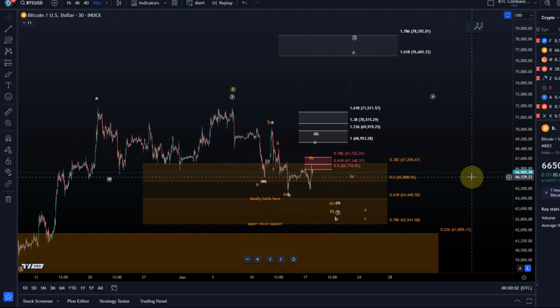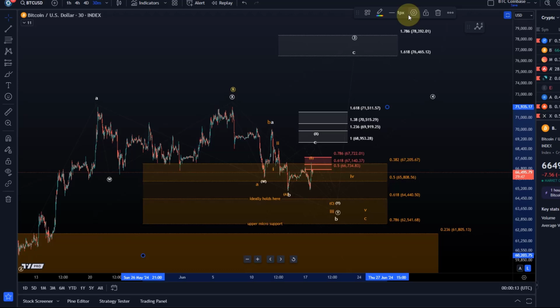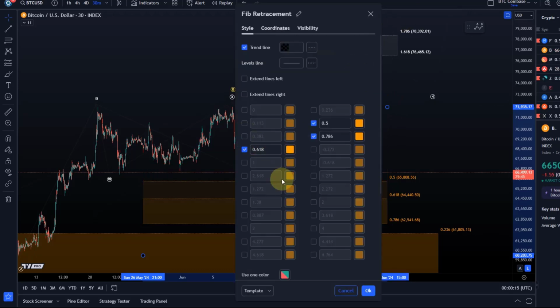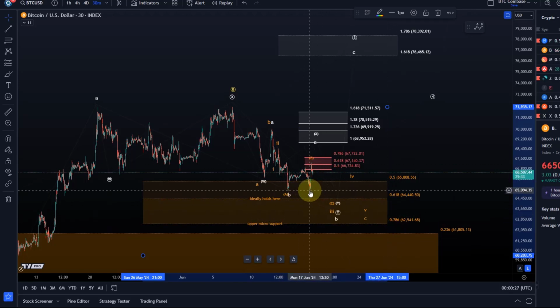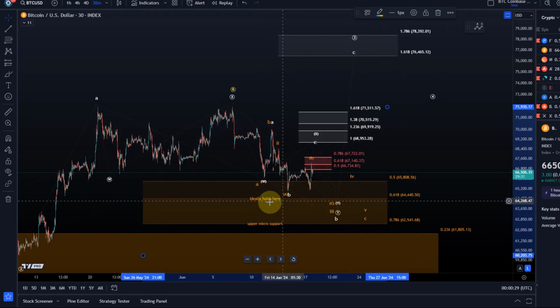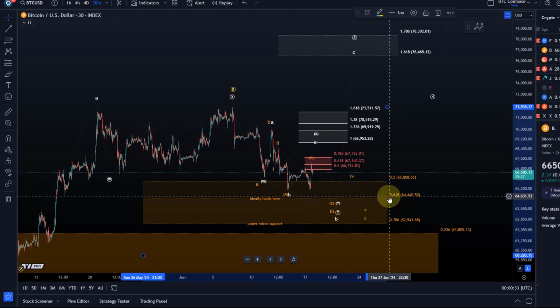So our upper micro support area is still relevant with the relevant Fibonacci support levels between 67.2k and 62.5k. Actually, I can take out now the 38.2 retracement because we don't need that anymore. I try to keep the chart clean. So we have three support levels to watch: 65.8k, 64.4 and 62.5k. Somewhere in this region, ideally we get a reversal. Ideally the price holds here, the 61.8 retracement. That would really be ideal.